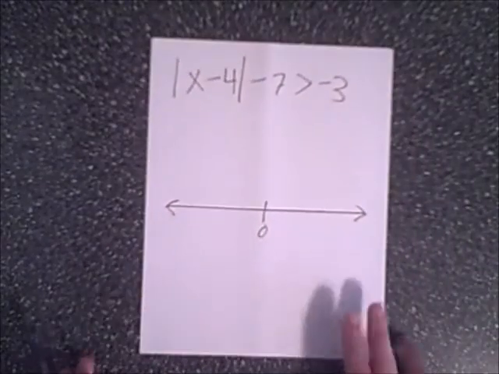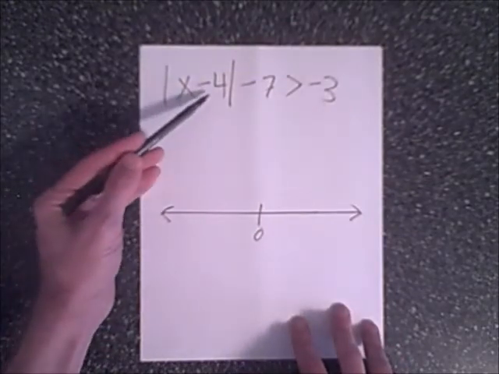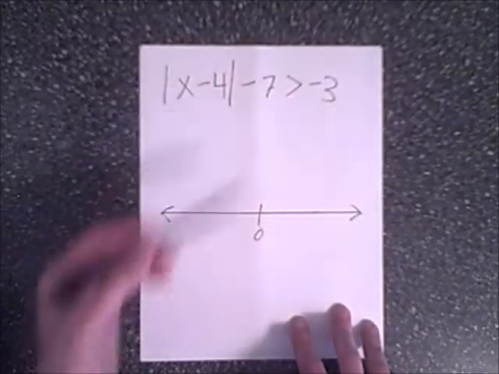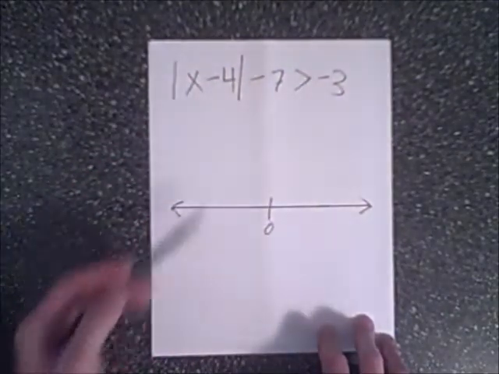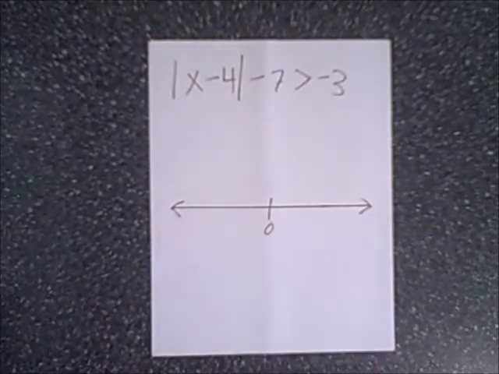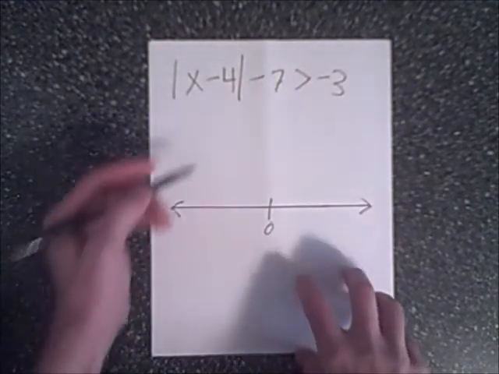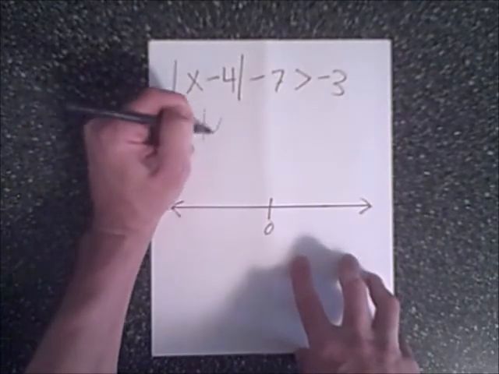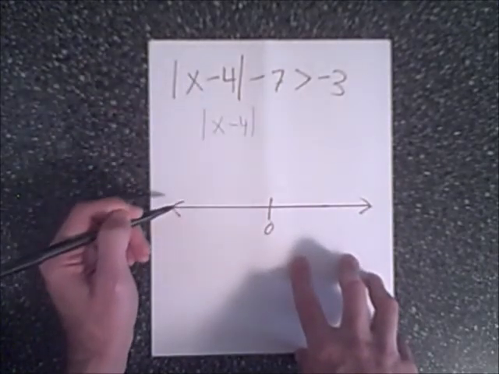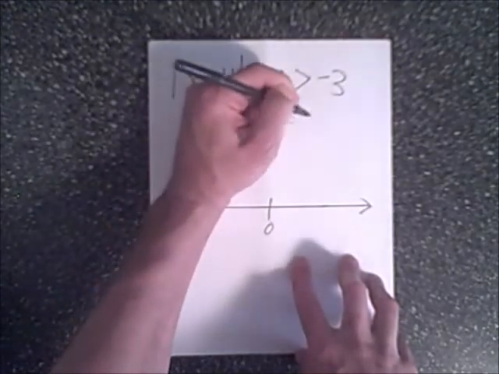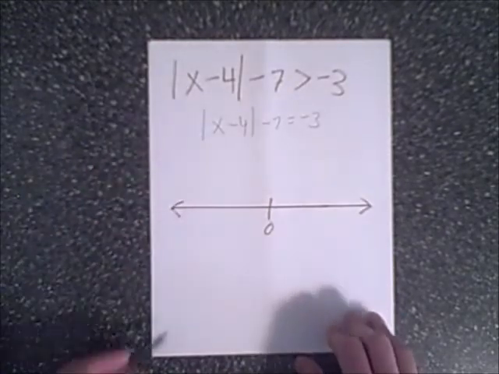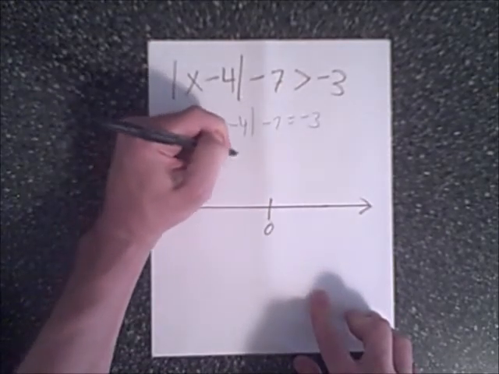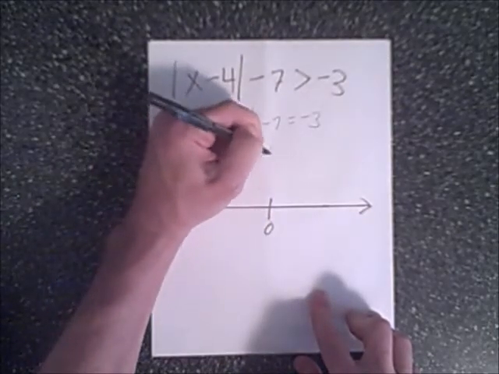Okay. The second problem is the following. We have the absolute value of x minus 4, minus 7, is greater than negative 3. And once again, even though all absolute values are greater than negatives, we have this little negative 7 piece, so we need to move that over first. So let's go ahead and do this one. I'm going to rewrite this. Here's the absolute value of x minus 4, and minus 7 is equal to negative 3. And let's solve. So we're going to, again, isolate the absolute value. The absolute value of x minus 4 is equal to 4.